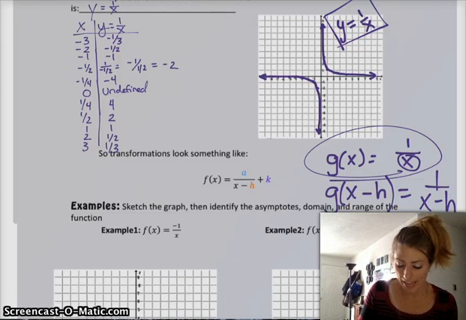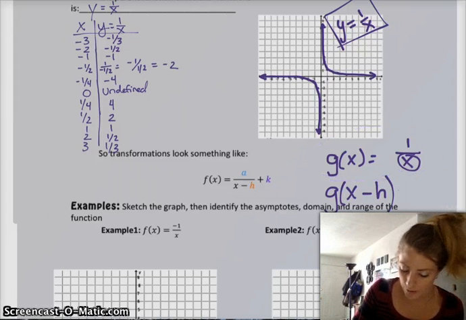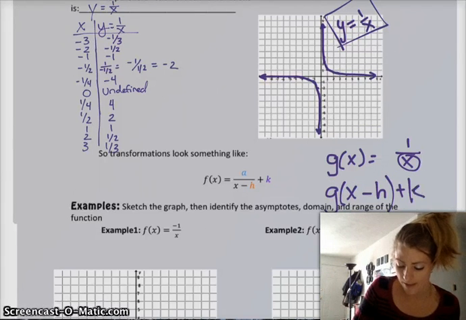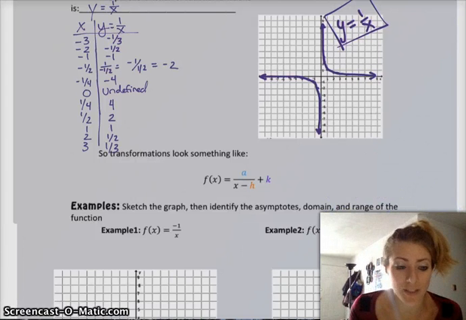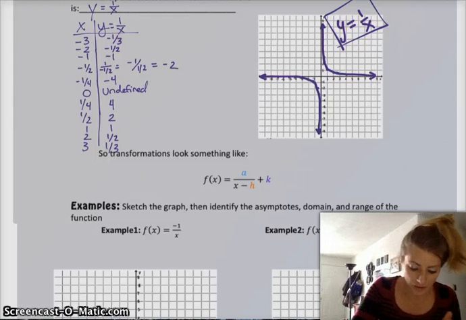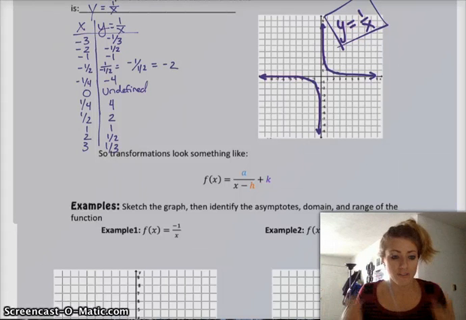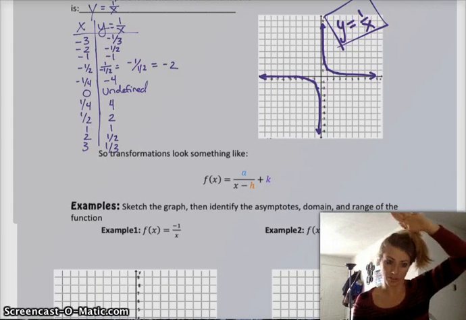And then that plus k comes from, if I were to add k there, then I have 1/(x minus h), and then I'm plus k. So that k is my vertical translation. Remember, same thing we've always done with transformations. If it's inside the parentheses of the function notation, if it's affecting x, it is a horizontal change. If it's outside, it's affecting y, and therefore it's a vertical change.